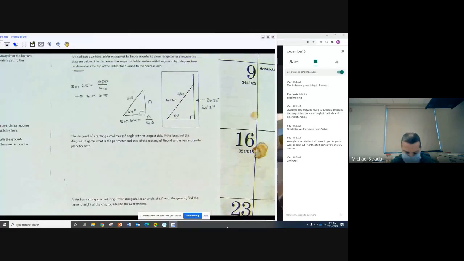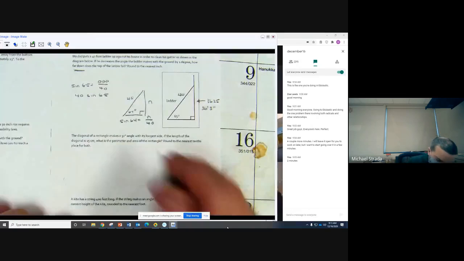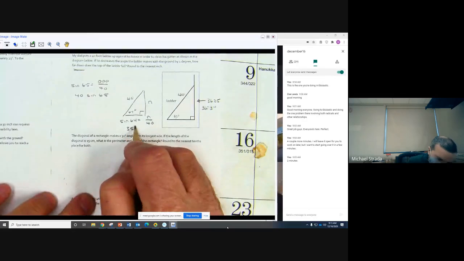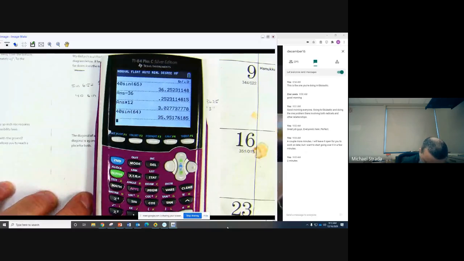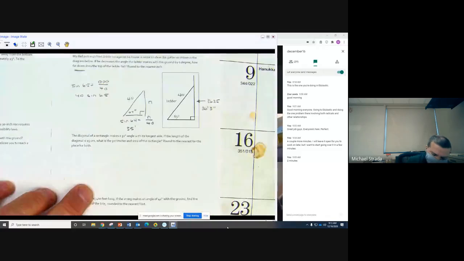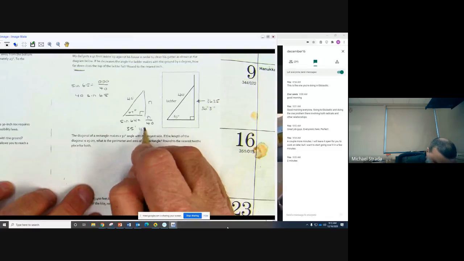I'm going to do the same thing with my calculator, 40 sine. This time instead of 65, it's 64. And I get 35.95176. So that gives me 35 feet. I take away the 35 and I multiply by 12. And I get 11.42, which is about 11 inches. Now I got 35 feet, 11 inches.